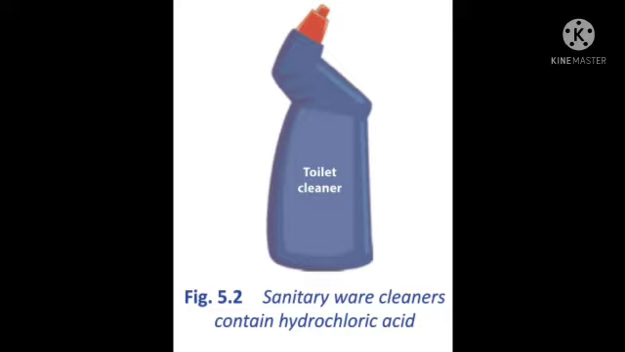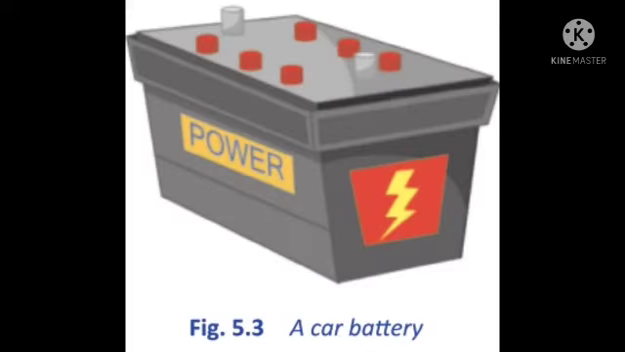Next acid is sulphuric acid. What's the chemical formula for sulphuric acid? H2SO4. Sulphuric acid is such an important industrial chemical that we call sulphuric acid the king of chemicals. So one word they can ask: which acid do we call the king of chemicals? Sulphuric acid. Some of its major uses: sulphuric acid is used in car batteries.